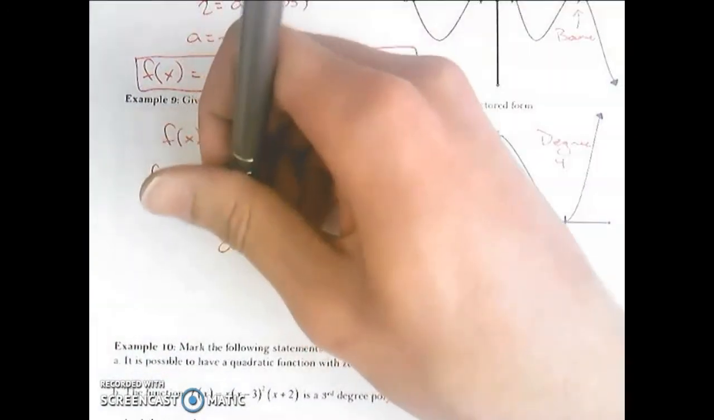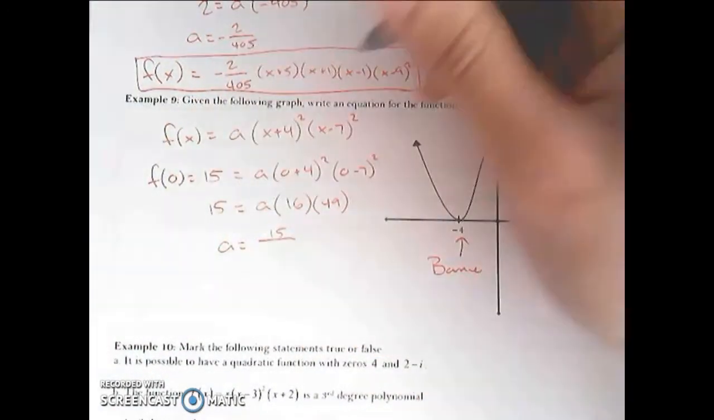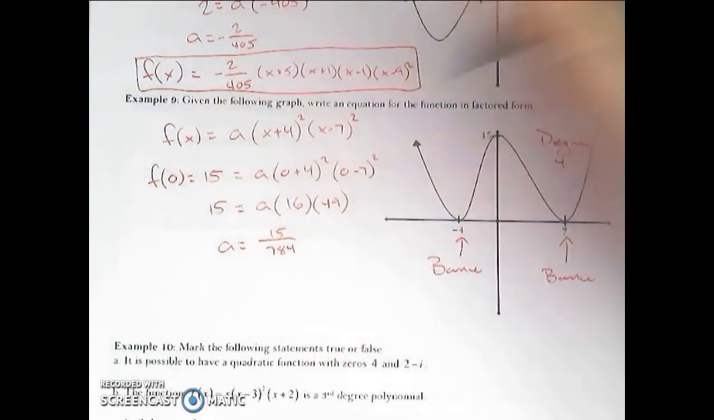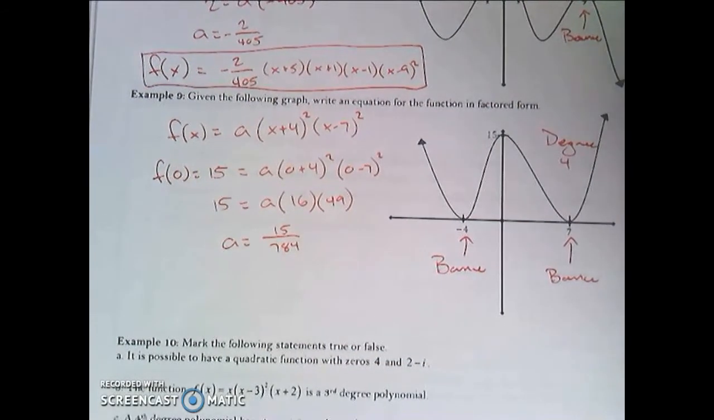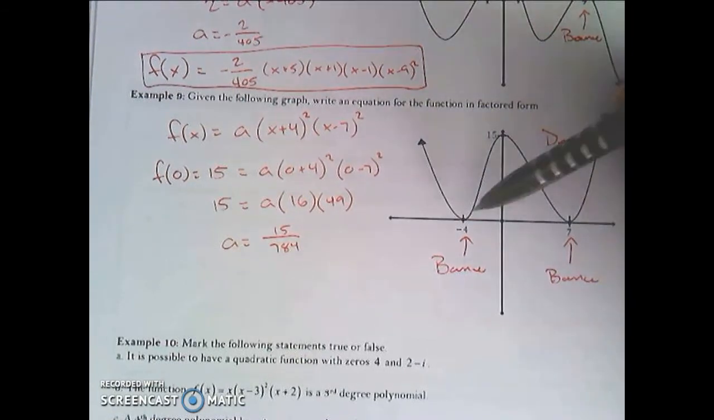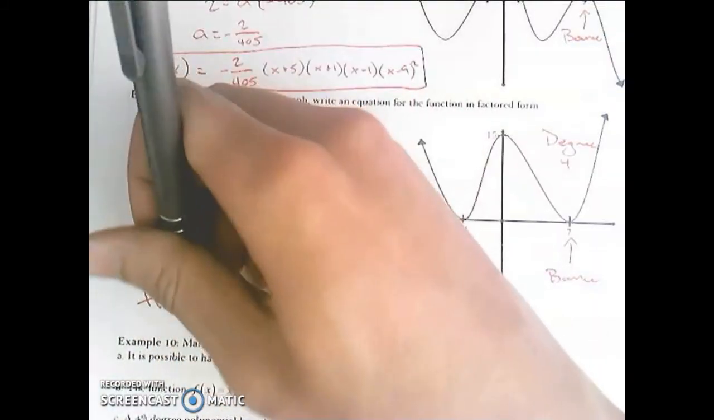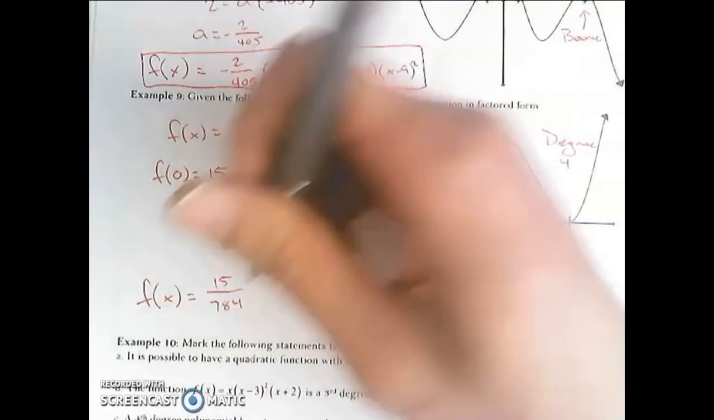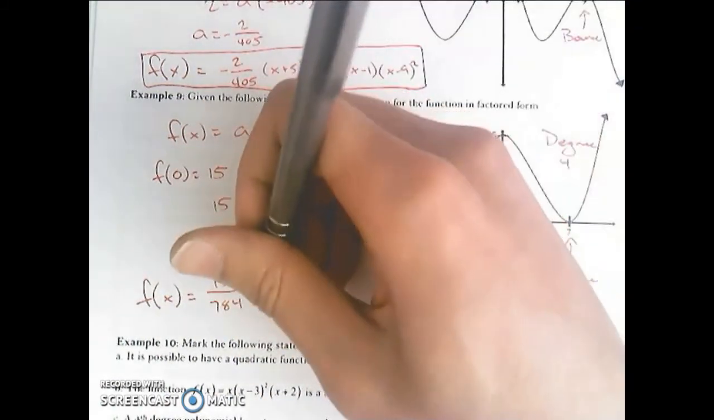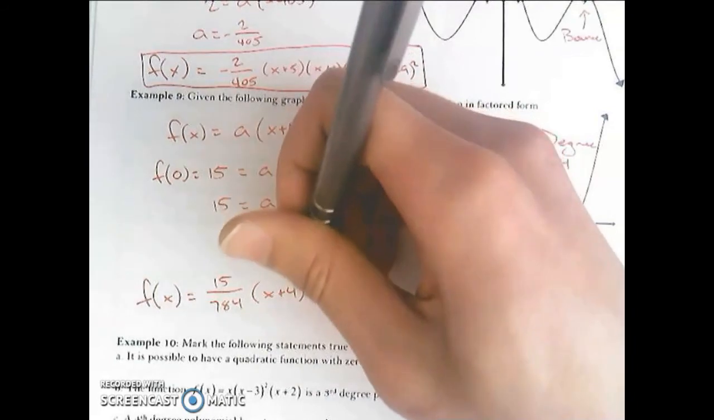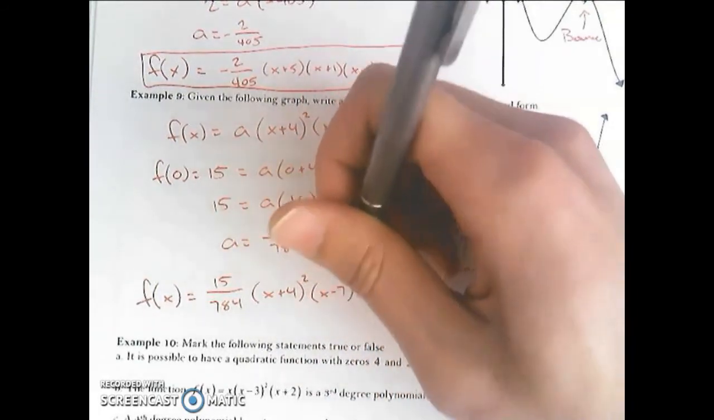So we get that a equals 15 over 784. So that's our leading coefficient. And it's positive. That should make sense. A degree 4 polynomial, both ends go up to positive infinity. So writing out our equation, we have f of x equals our leading coefficient, 15 over 784, times each of our factors, our zeros, x plus 4 squared and x minus 7 squared.